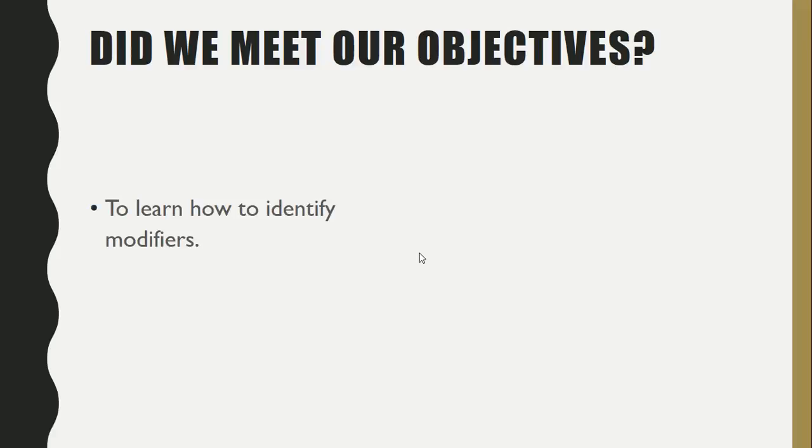We learned how to identify different types of modifiers. In the drawer, what kind of modifier is that? That's right, it is a prepositional phrase. It can be an adjective or an adverb depending on how it's used. That opens the door. What kind of modifier? That's right, it is an adjective clause.